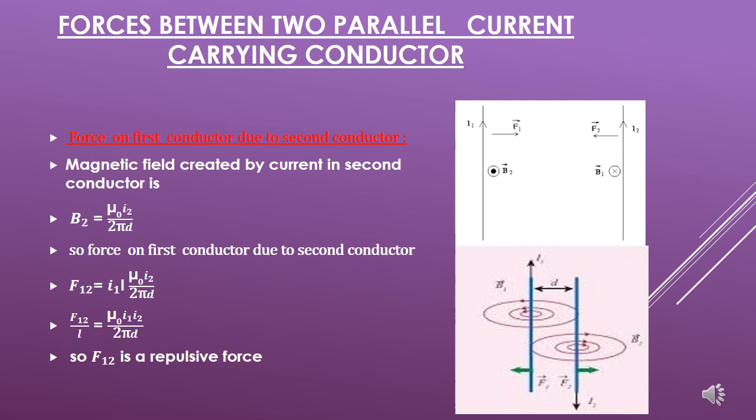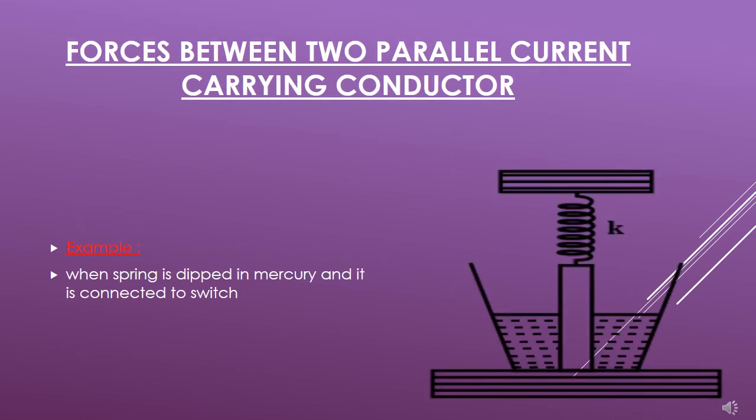So we can say if there are two conductors placed parallel to each other and the current is flowing in the same direction, then there is a force of attraction between the two, and the force is F21 equals I2 L mu naught I upon 2 pi D. If there are two conductors placed parallel to each other and the current is flowing in the opposite direction, then there is a force of repulsion between the two, and the force is F21 equals I2 L mu naught I upon 2 pi D. On this basis, we have many examples.